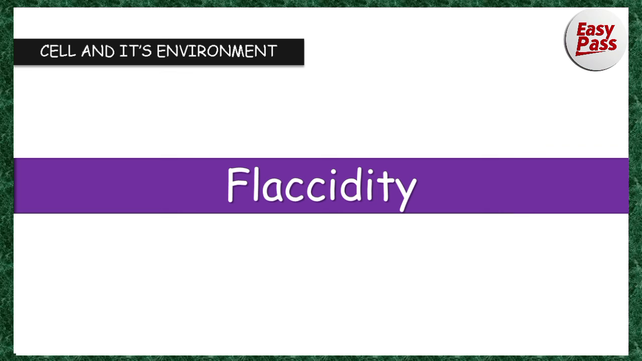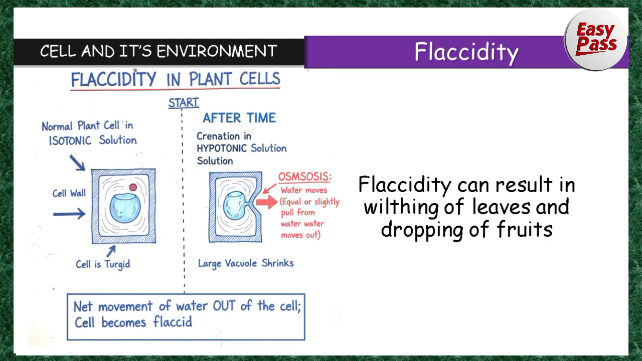Flaccidity is also similar to plasmolysis, although not the same. It occurs also when there is excessive loss of water from the cell vacuole or the cell cytoplasm. But in this case, the cell membrane is not detached from the cell wall. Although there is excessive loss of water, there is exosmosis within the cell environment. The cell internal environment loses a lot of water in the case of flaccidity, and flaccidity can result in wilting of leaves, falling off of fruits, and so many other events in plants.